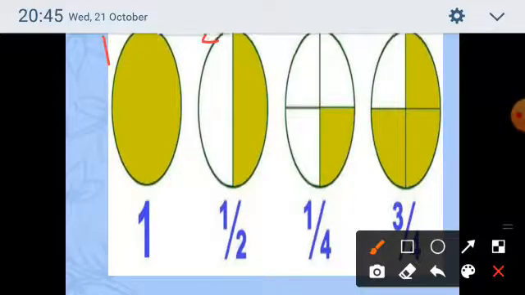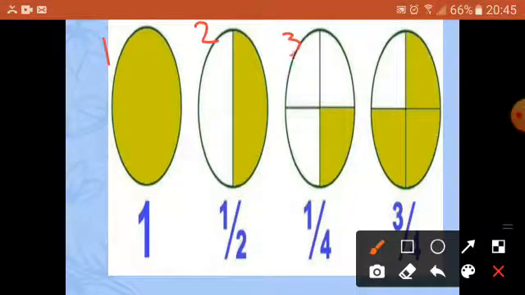Look at the third circle. In the third circle, the green portion is showing 1, and how many total parts of this circle? 4. So how to represent this in fraction form? 1/4, or you can say quarter. So these are the different vocabulary words which you need to learn about these fractions, and how to read the fraction. And the white portion is showing 3/4, or you can say three quarters.